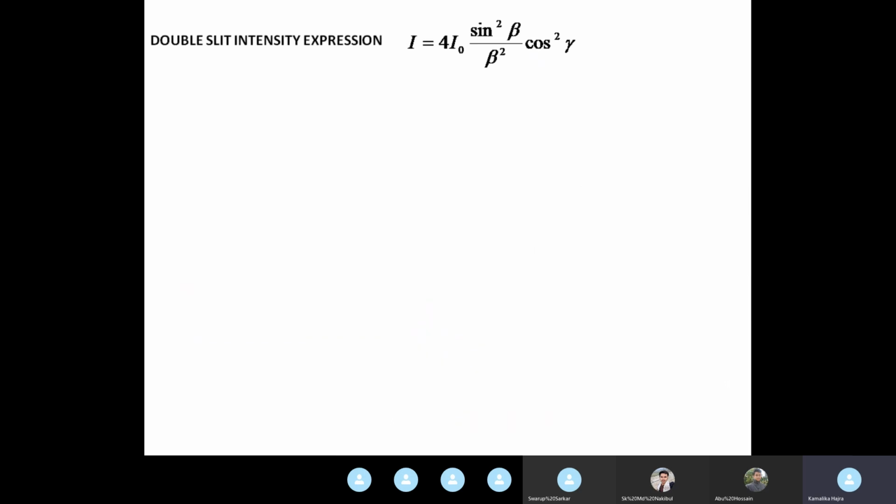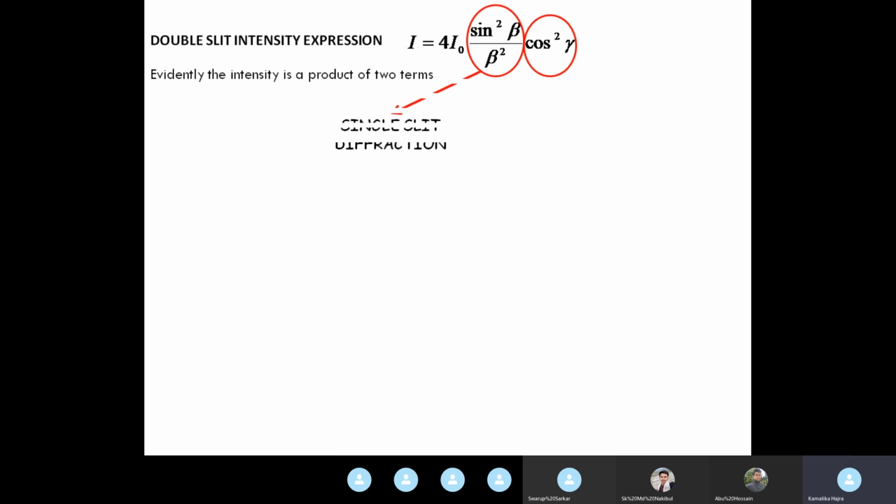So once again, I write down the expression of the double slit intensity, 4I0 sine square beta by beta square cos square gamma, and you do realize, I presume, that the intensity is a product of two terms. Okay, what are the two terms? 4I0 is of course a constant. So the two terms that I'm talking about are sine square beta by beta square and cos square gamma.